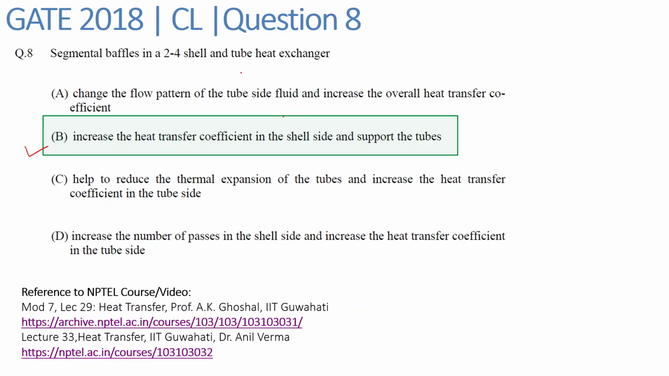Yes, so the purpose of introducing the baffles in any shell and tube heat exchanger is to increase the turbulence of the shell side fluid, which will thereby increase the heat transfer coefficient. And the other purpose of the baffles is to support the tubes. So yes, from the given options, we have selected option B as the correct one.